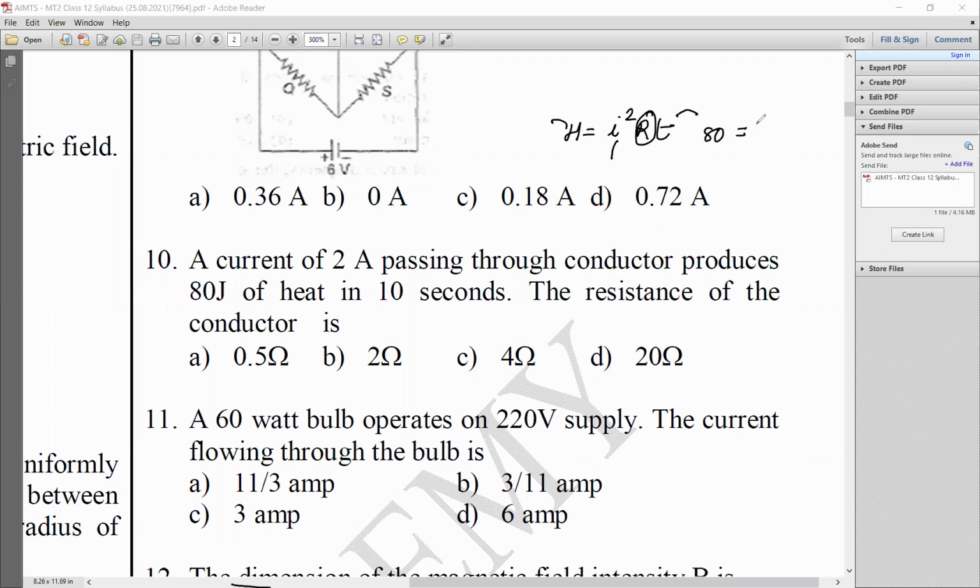Just solve this. H is 80. I square, 2 square, is 4. R is how much? Resistance, I need to find. And time is how much? 10 seconds. So 4 into 10. R will be how much? Ohms.